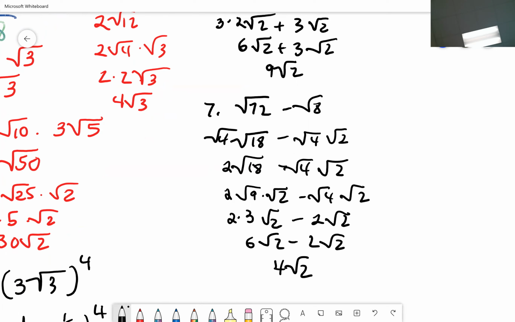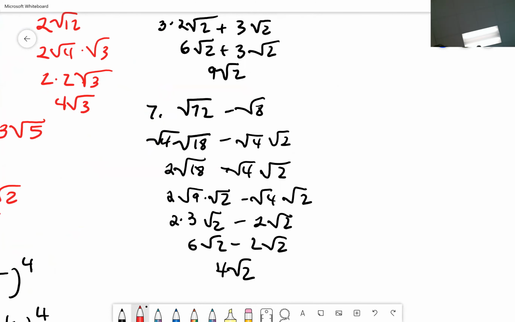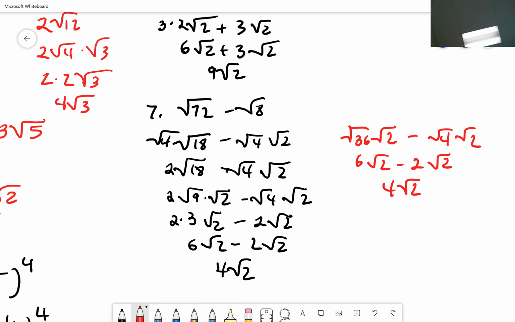Now, if you're clever at the beginning, you would say, hey, 72 is really 36 times the square root of 2 minus square root of 4 times square root of 2. And then all of a sudden, the problem looks simpler because you're done in a few less steps. But it doesn't matter. The math will work its way where it needs to be.